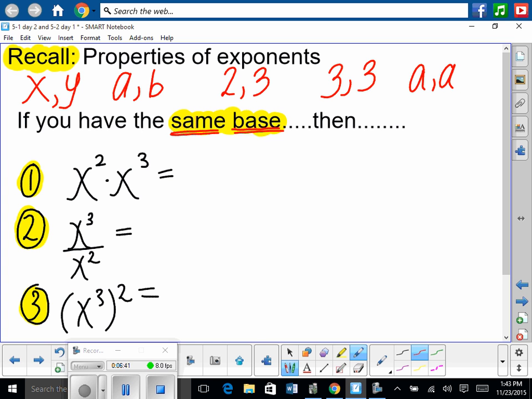Okay, now if you have the same base, then our song holds true. Let's sing it. When you multiply, you. When you divide, then you. Raise a power to a power, and you.